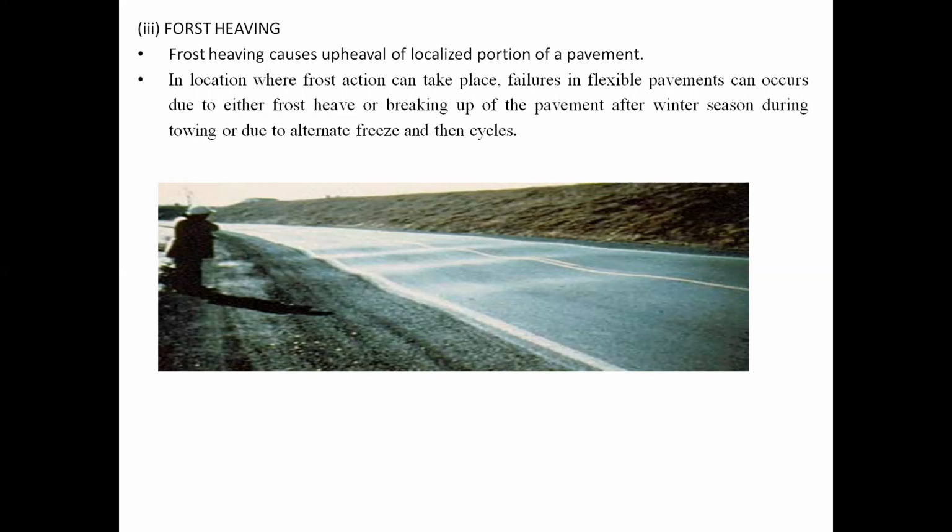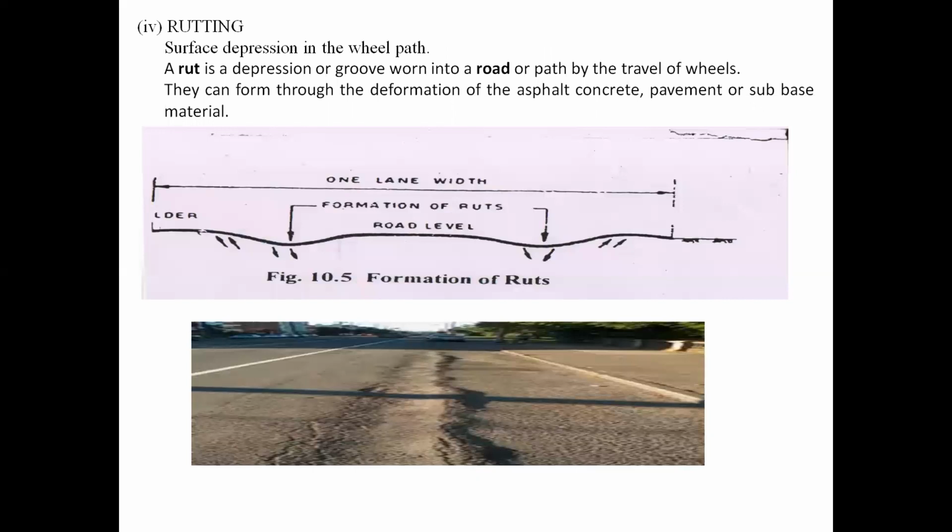In locations where frost action can take place, failures in flexible pavements can occur due to either frost heave or breaking up of the pavement after the winter season during thawing, or due to alternate freeze and thaw cycles. The extent of frost heaving depends upon the groundwater table and climatic condition. Going on to the next one, that is rutting.